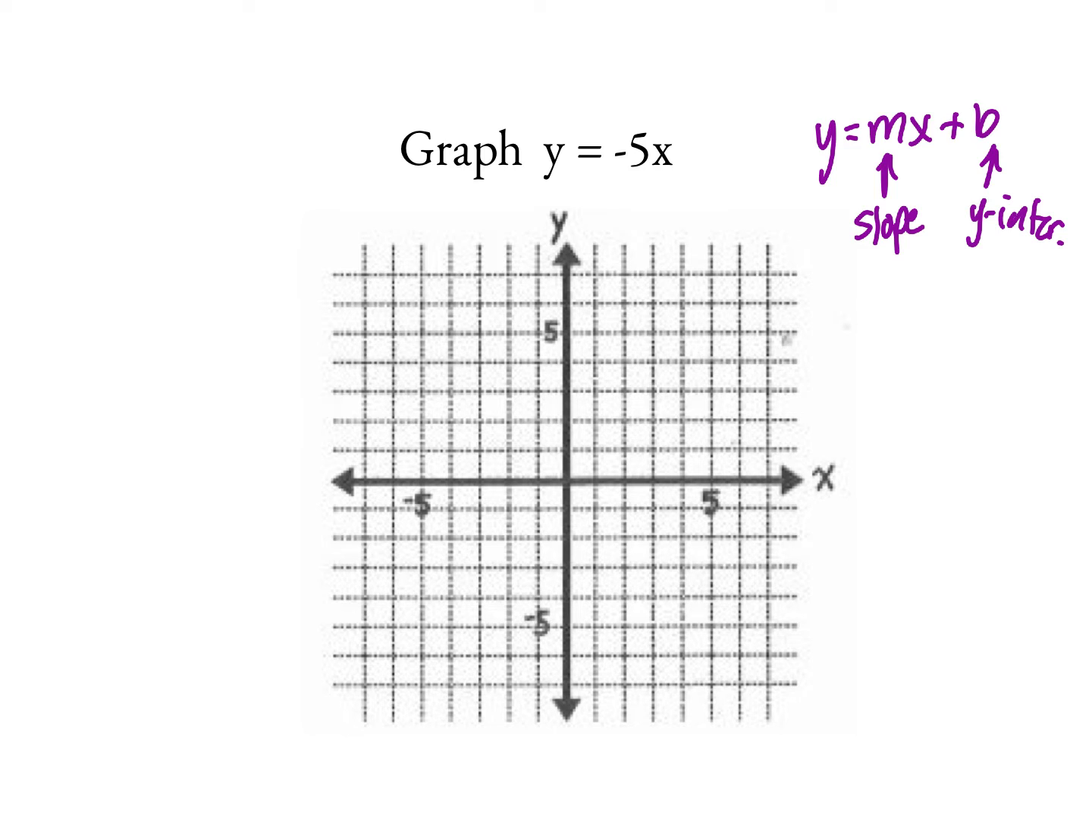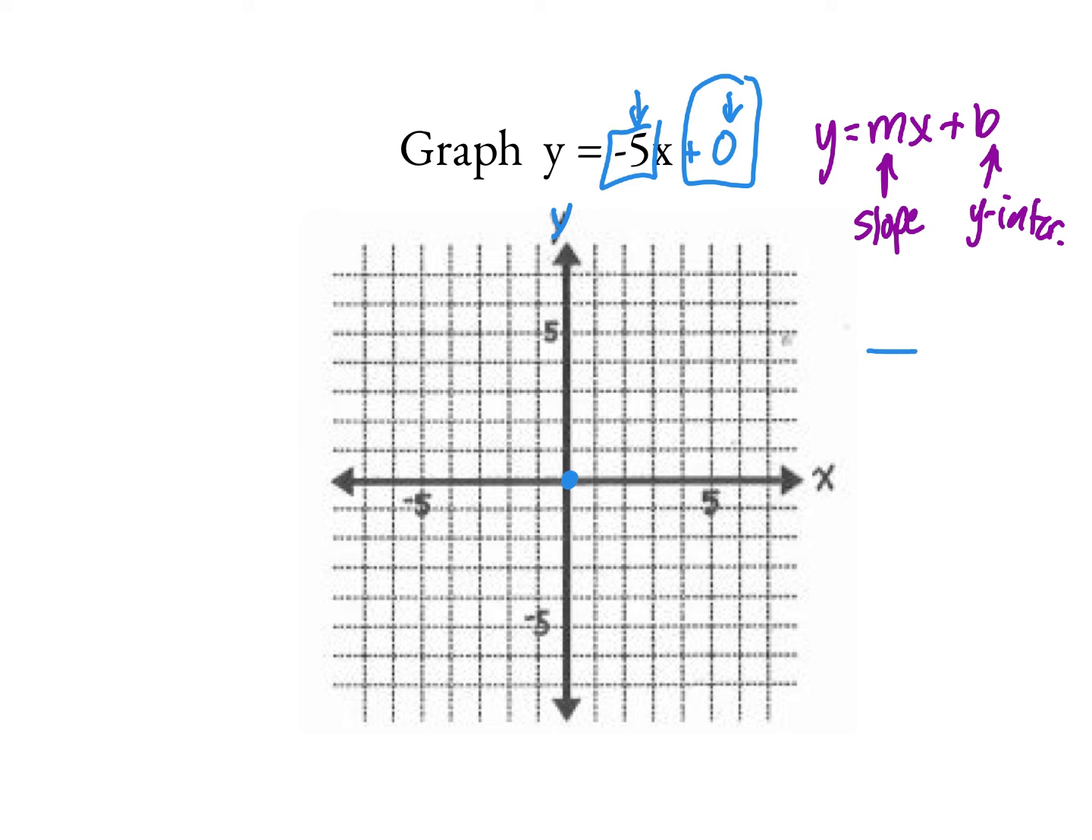This one technically is in y equals mx plus b form, only we don't have a plus or a minus at the end. If we needed to say what is at the end, there's nothing there. In math, nothing is a 0. So think of it as having a y-intercept of 0. I've got a slope of -5 and a y-intercept of 0. I'm always going to start at my y-intercept, so I'm going to find 0 on the y-axis. There it is. Then from that point, I'm going to count my slope.